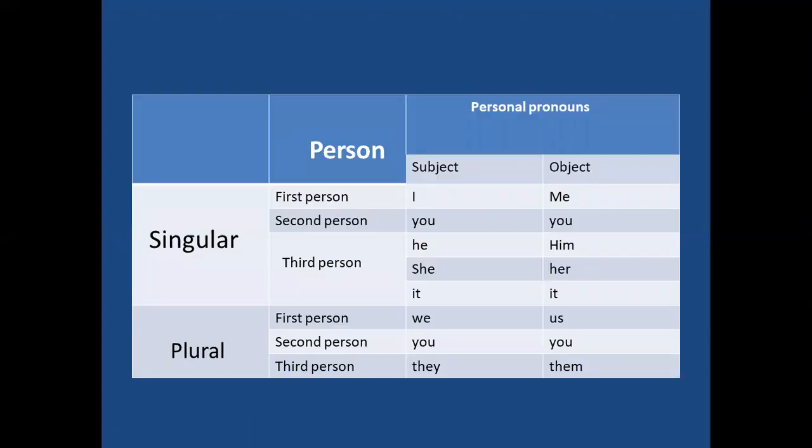Now let us understand them in a chart. In a singular form, first person I, second person you, third person he, she, it. When it turns into object, first person I, subject turns into me, second person no change, remains the same, you, he turns into him, she, her, it. Now plural form. First person we, change into us. Second person you, change into you, no change. Third person they, it change into them.